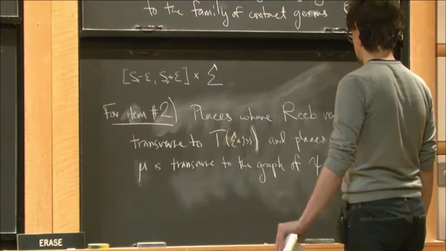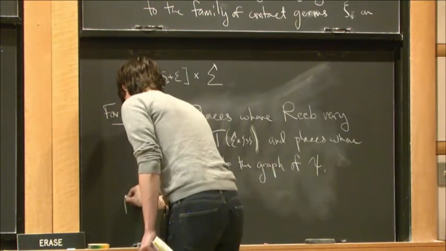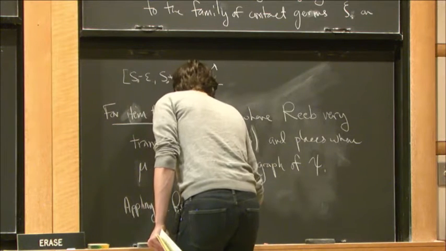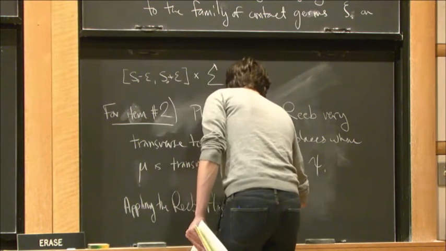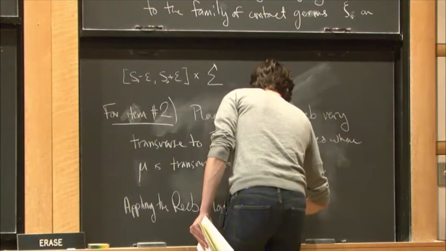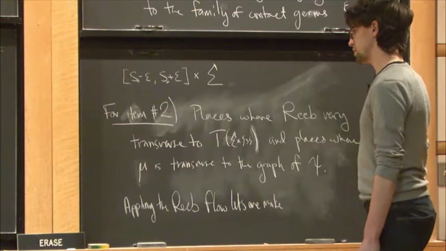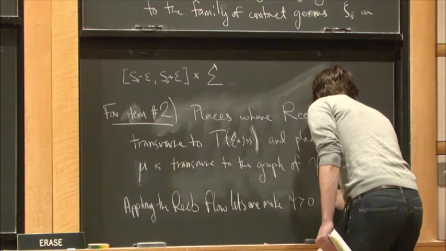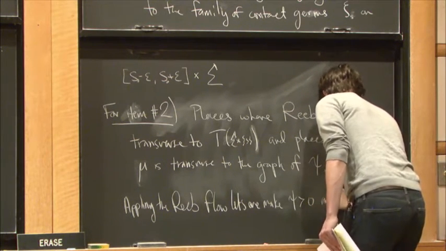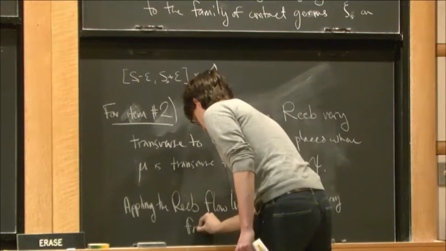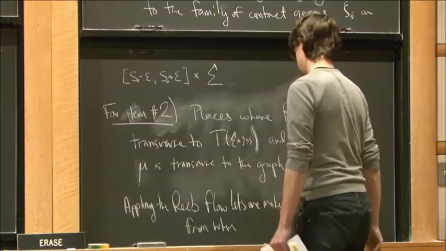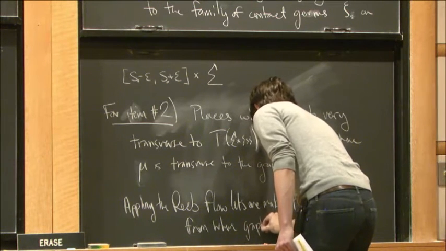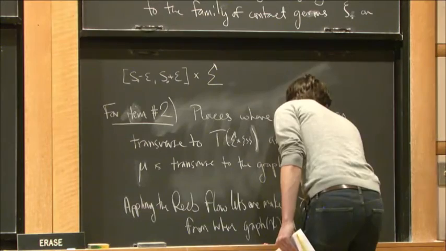And applying the Reeb flow lets one make this positive away from where the graph of psi is transverse to the contact structure.